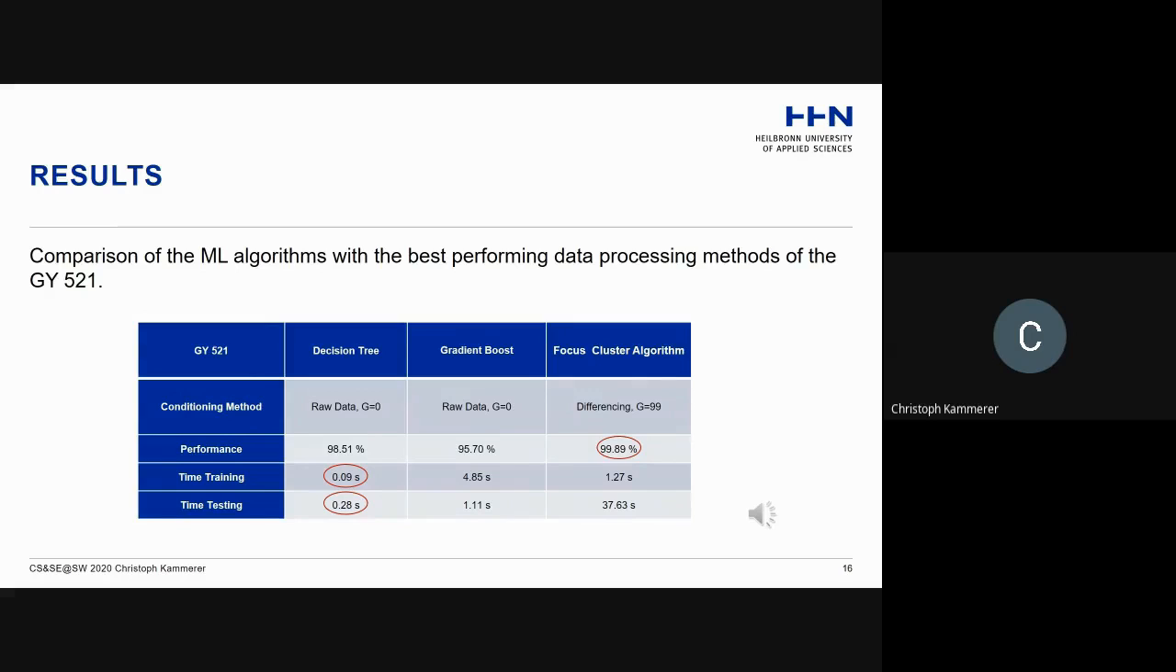Now the last matrix with the highest performing multi-sensor, the GY521. Here the highest performance is reached with the focus cluster algorithm and differenced and averaged data at 99.89%. The fastest processing time was again with the decision tree.